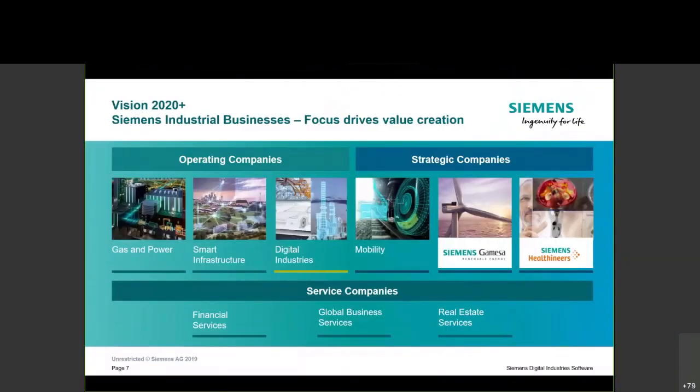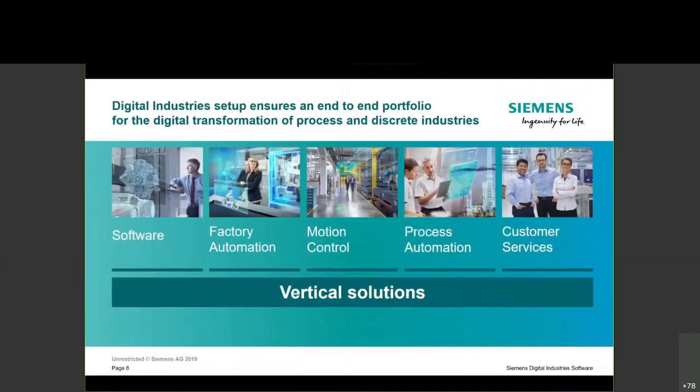For what really concerns digital industry, Siemens is made of operating companies and strategic companies. Like you probably understood by now, I'm part of digital industry, the third one from the left. As part of digital industry, we have multiple segments: software, factory automation, motion control, etc. And I'm part of the software division. Okay, that was my quick introduction for Siemens.